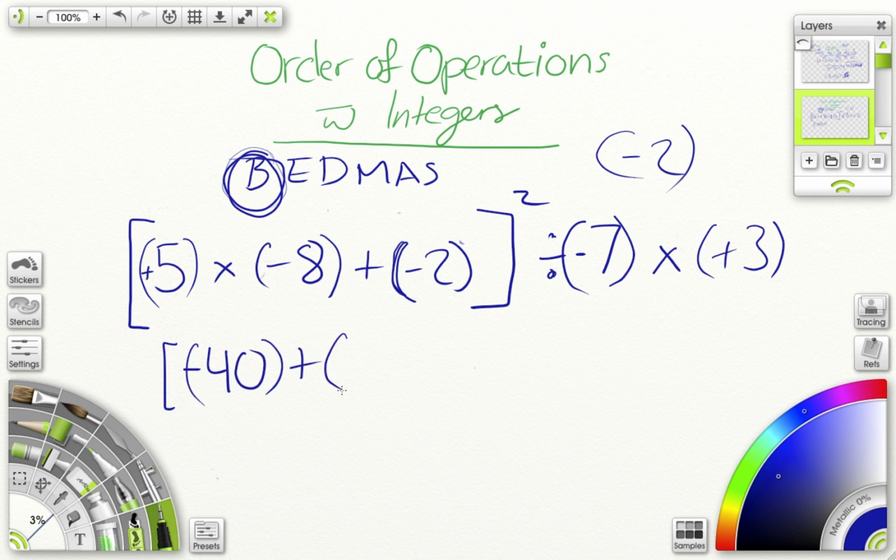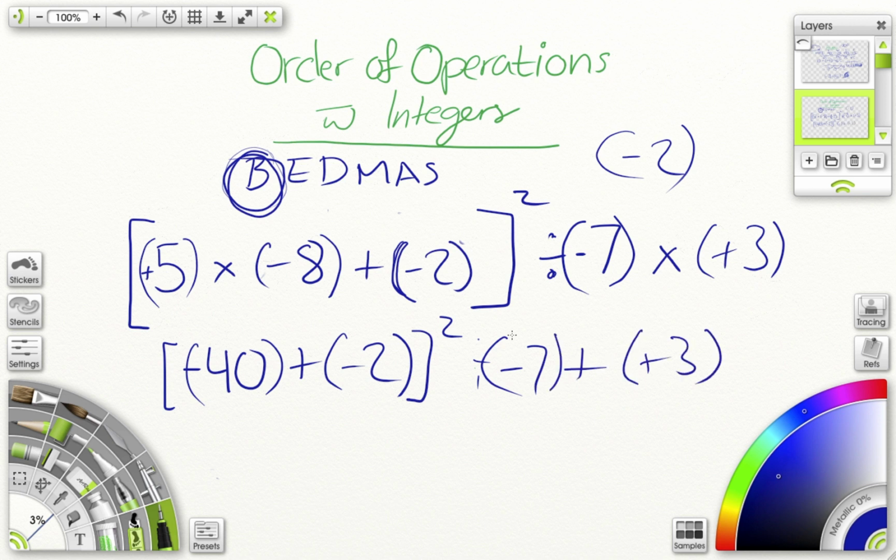plus negative 2, other bracket, exponent divided by negative 7 plus positive 3. So you guys will notice I always write them out step by step, just because I find it's a little easier to see the flow of how the question is answered.